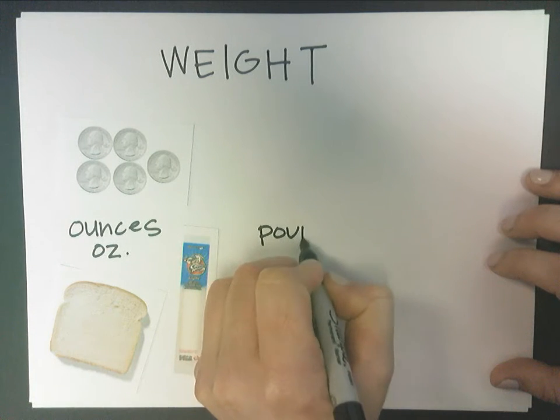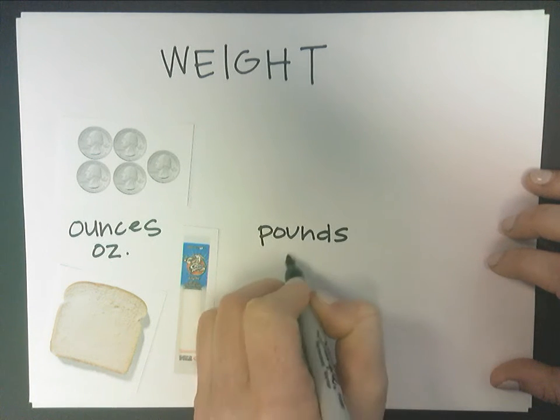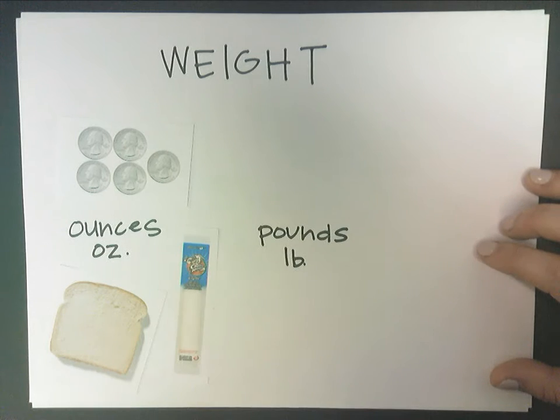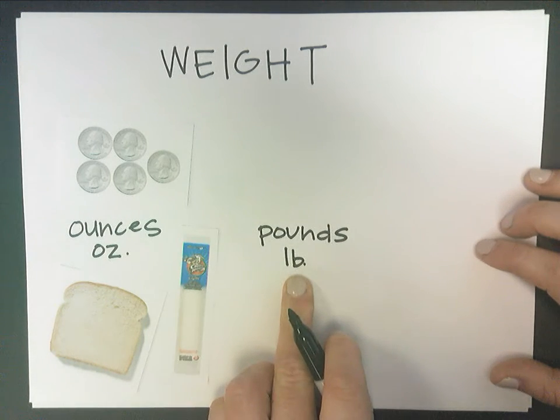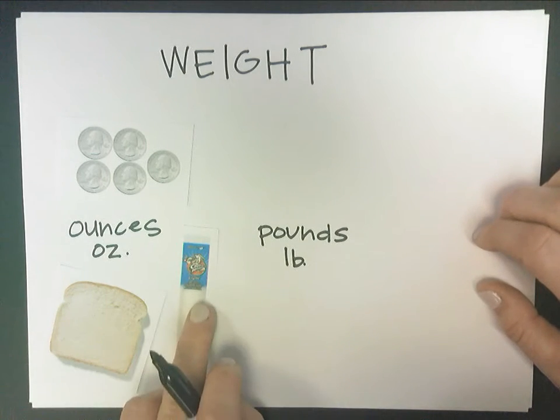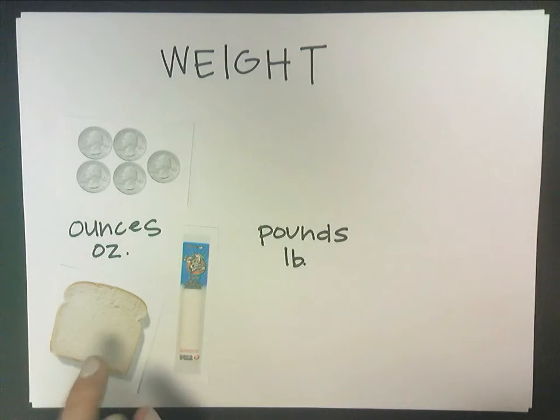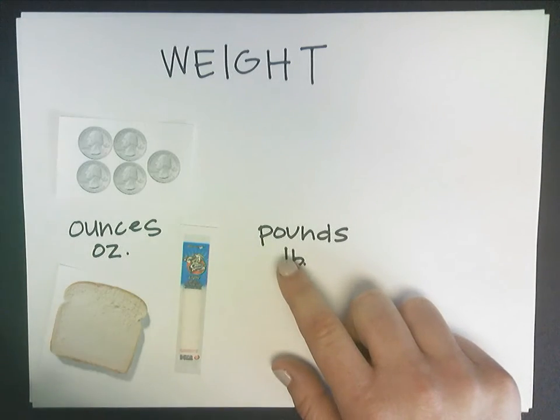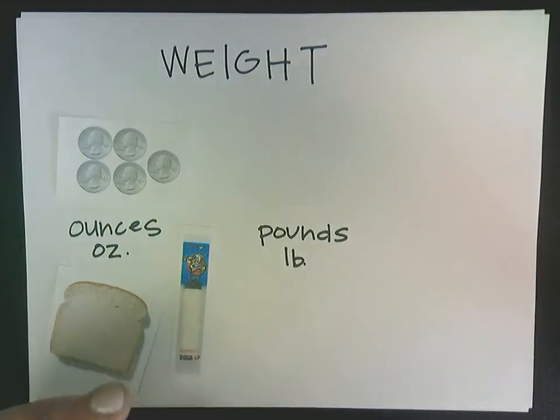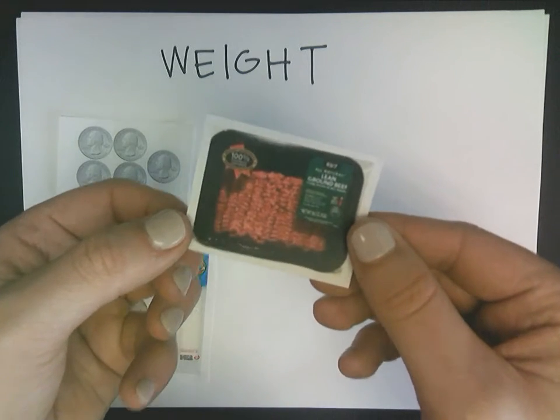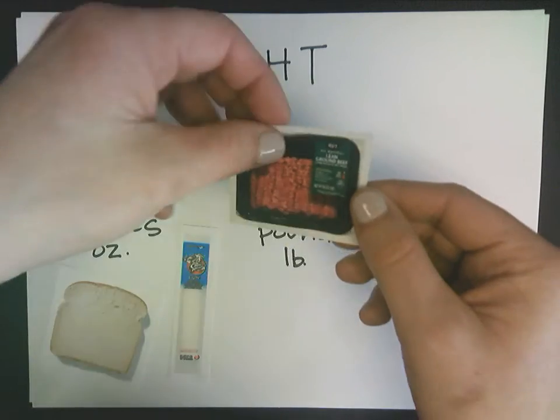Now, there are 16 ounces in a pound, and a pound is abbreviated LB. So if it's taking more than 16 cheese sticks or more than 16 slices of bread to measure something, you're going to want to switch over to pounds. Now, here are some things that we might measure in pounds. If your parents buy ground beef at the grocery store, it comes in that little tray, that's a pound of ground beef.